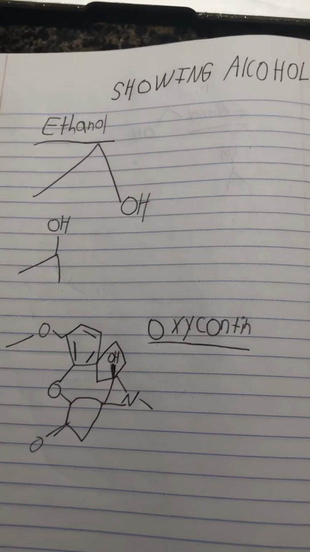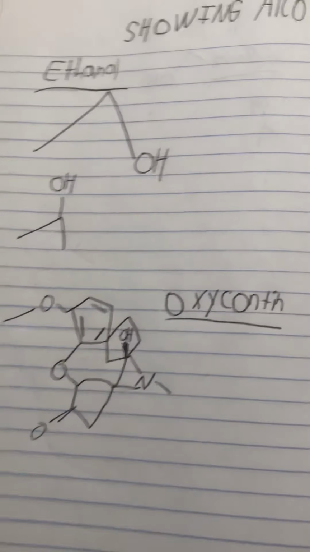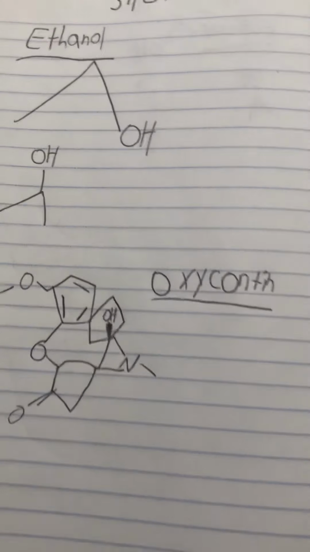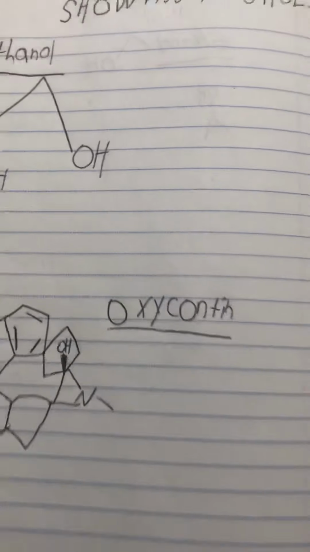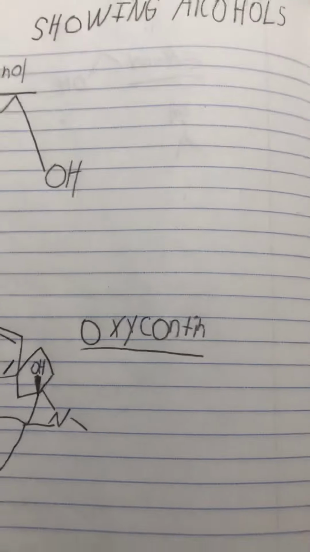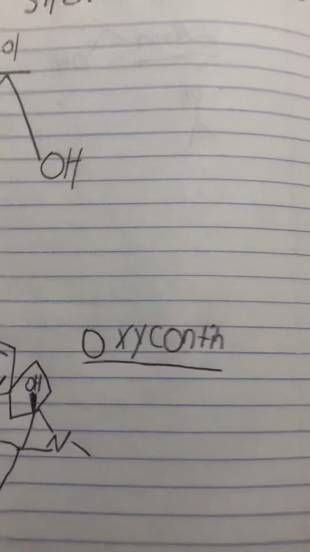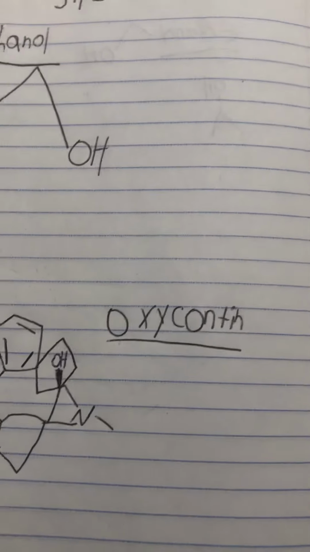Alcohols are organic compounds in which the hydroxyl functional group is bound to a carbon atom. Alcohols are an important class of molecules with many scientific, medical, and industrial uses. In this video, we're going to introduce the functional group of alcohols and talk about the naming of alcohols and their physical properties such as boiling point and acidity.